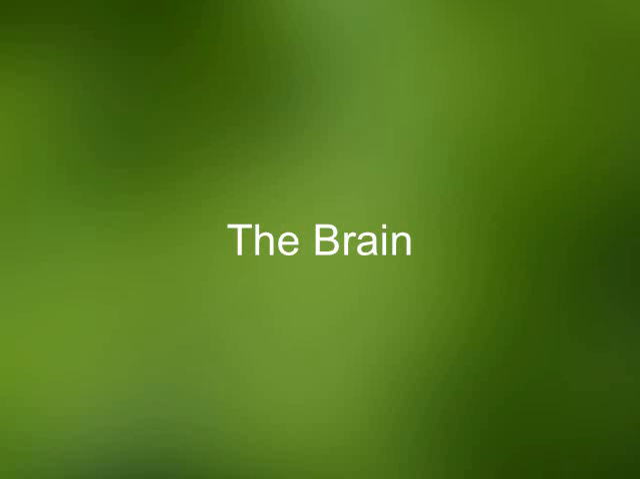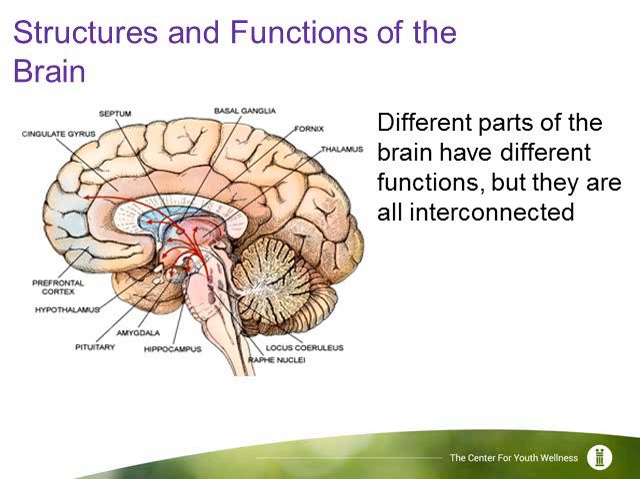Let's take a look at the basics of brain structure and function. The brain has multiple parts that are responsible for different functions. All of these different parts of the brain communicate with each other via synapses. Synapses connect neurons from different parts of the brain so that different regions are interconnected. We'll talk about the different parts when we discuss how they're affected by stress.